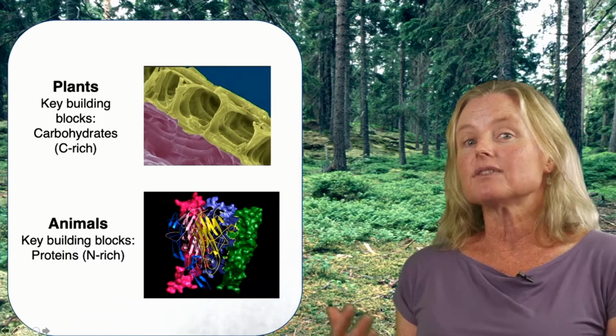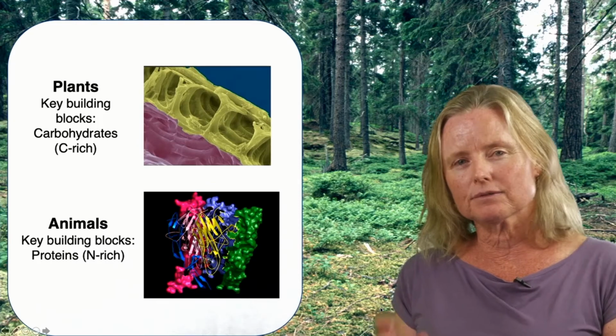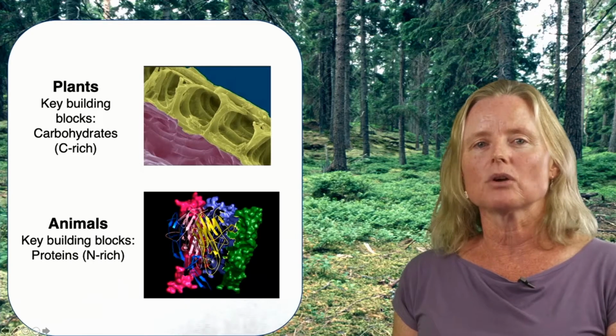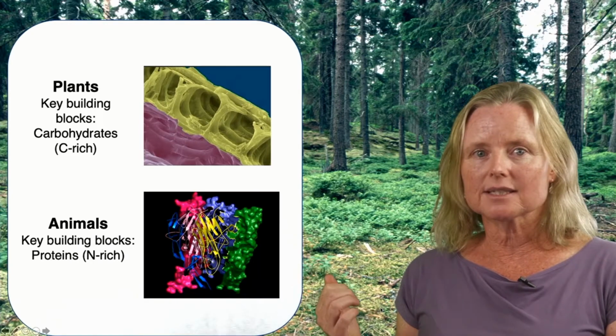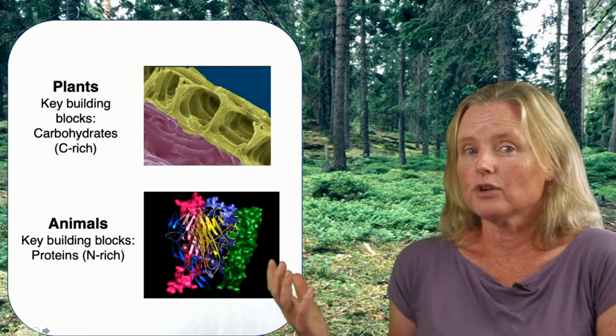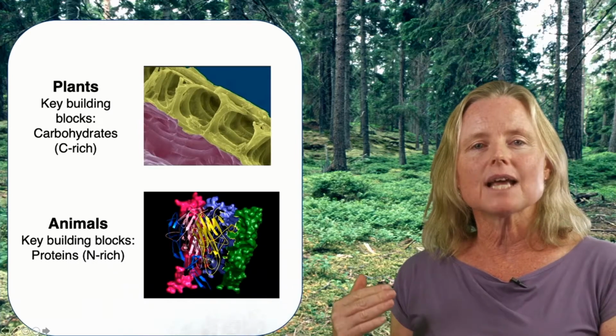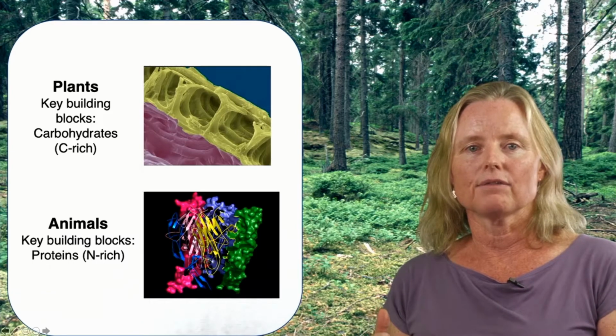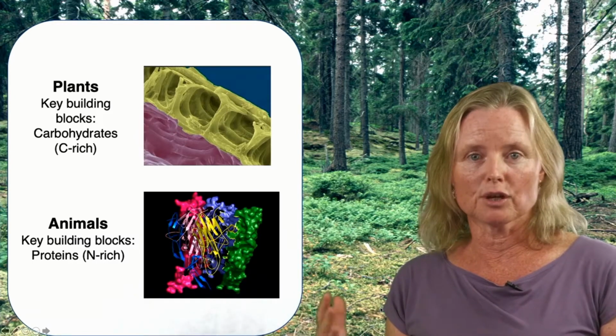One of the main limitations to full mineralization of plant material is available nitrogen. The reason for this is relatively simple and comes down to the main differences in the structure of plants and animals. The major building blocks of plants are carbohydrates, and therefore they are carbon-rich. This is relative to animal cells that are predominantly made up of proteins and are therefore relatively nitrogen-rich in comparison.